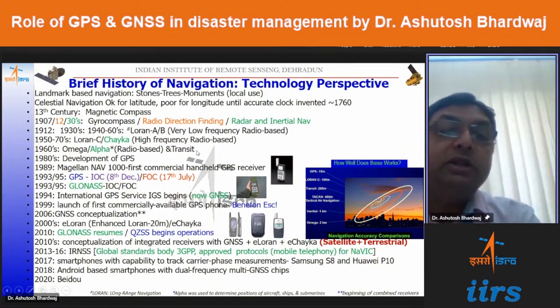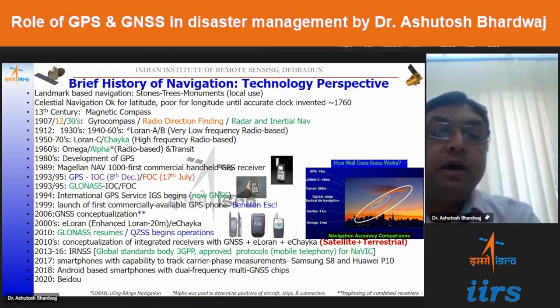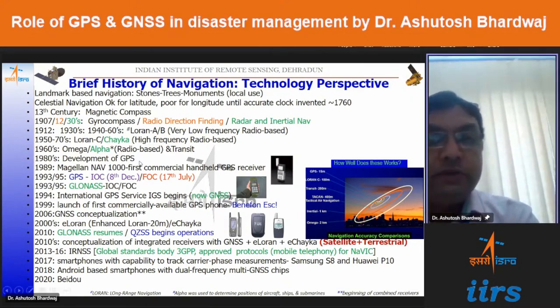So Transit and Cyclone were the first satellite-based navigation systems, developed during the Cold War era, and these systems in the times to come were replaced by the GPS and the GLONASS, which were global in nature. Transit and Cyclone were regional in nature. So they were helping in the area of interest as per the requirements of the times. They were not being utilized for global applications.